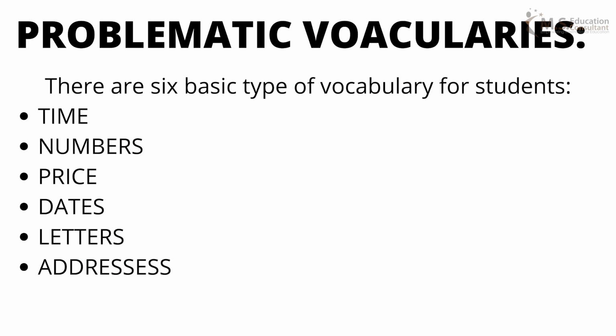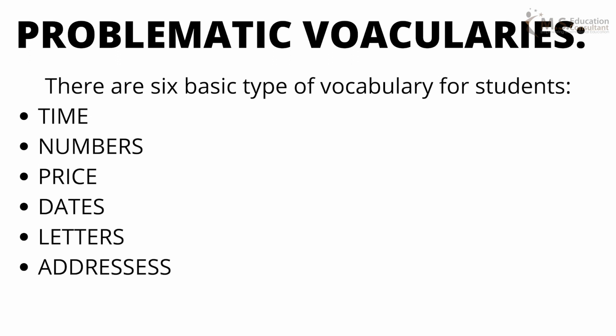Moving on, problematic vocabulary. There are 6 basic types of vocabulary that can cause particular problems for students, and some of them are frequently used in summary completion questions. Now, you must be wondering what the 6 types are. The first one is time, the second one is numbers, the third one is price, the fourth one is dates, the fifth one is letters, and the sixth one is addresses.